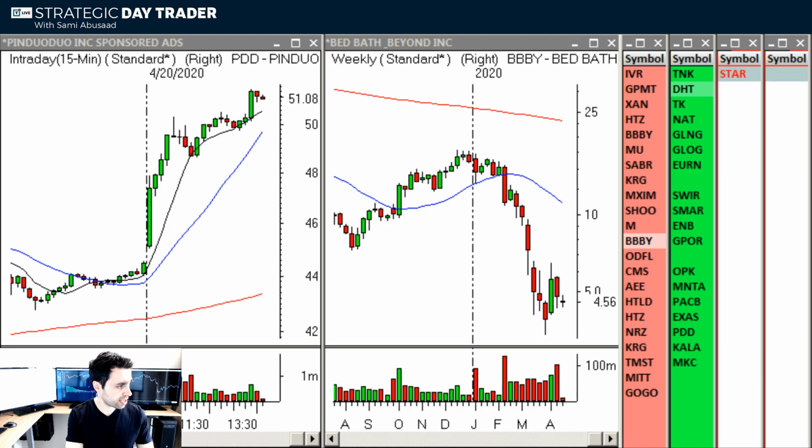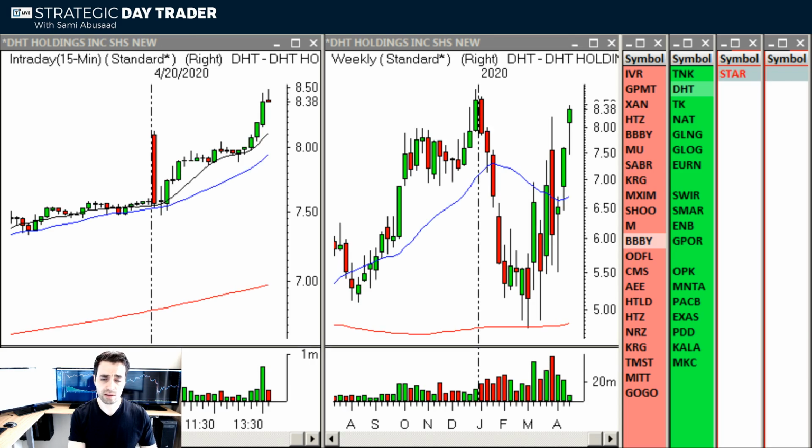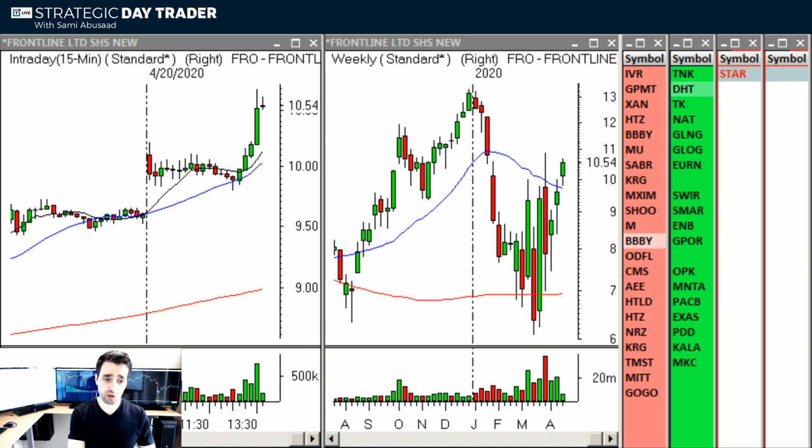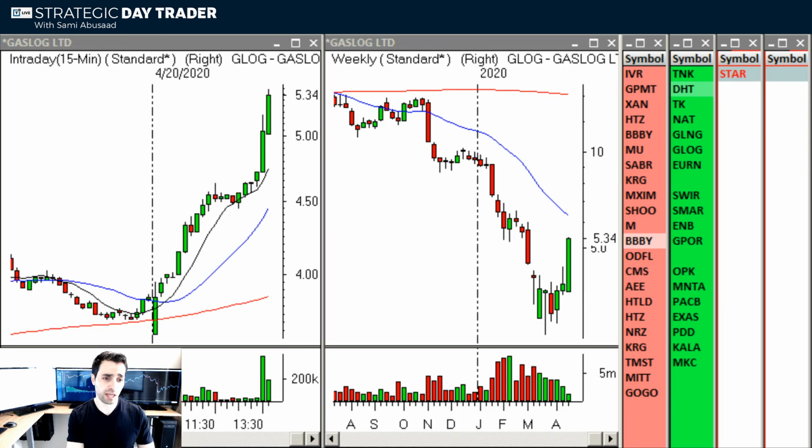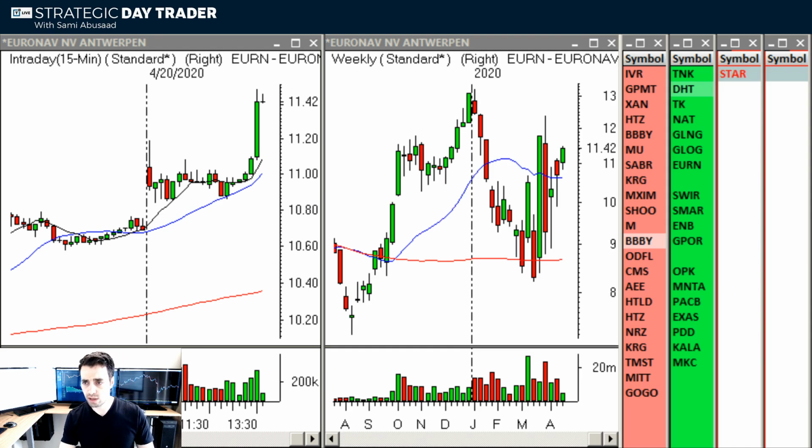One by one, DHT, FRO. What about the GLNG, or not the GLNG, the G-Log? Those are the three, and then EURN. Those are the 3-4 climactics. A little bit. DHT, still okay. And then FRO. So here's the 4 climactics. DHT. FRO. GLOG, still going. And then EURN. Those are the 4 shippers that are a little bit climactic. And I don't like any of them.